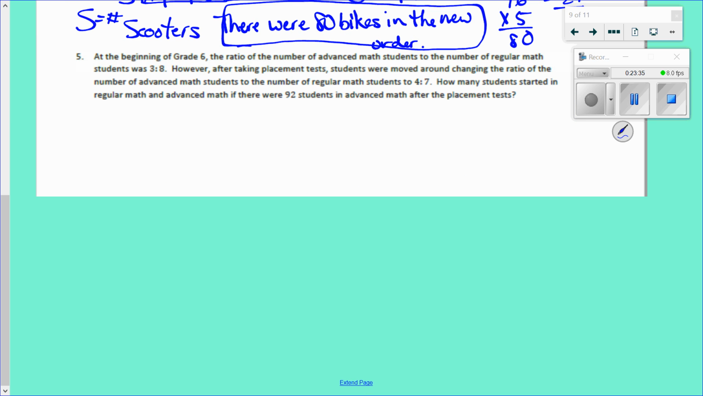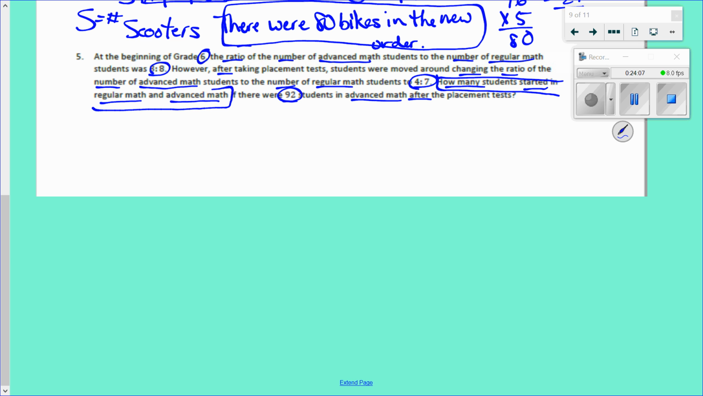At the beginning of grade 6, the ratio of the number of advanced math students to the number of regular math students was 3 to 8. However, after taking placement tests, students were moved around, changing the ratio of the number of advanced math students to the number of regular math students to 4 to 7. How many students started in regular math and advanced math if there were 92 students in advanced math after the placement test? So here's our question. How many students started in regular math and advanced math? That's the question we need to answer.